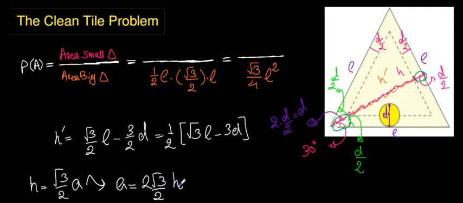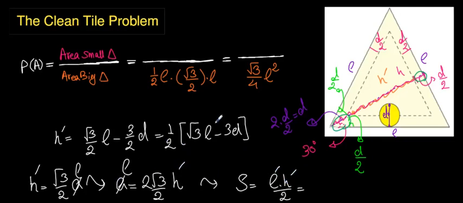So if we substitute H here, and here the area S of the triangle should be equal to L times H over 2. If we substitute based on this formula, we know what H prime is, and we know what L prime is. We know what L is also. So if we substitute based on L and D, we have this formula.